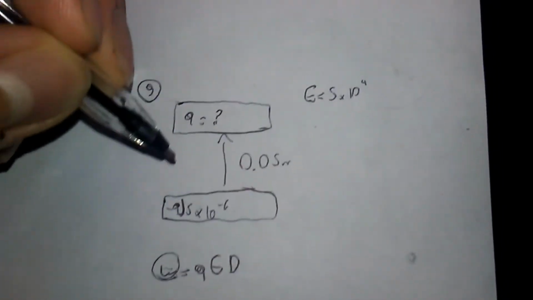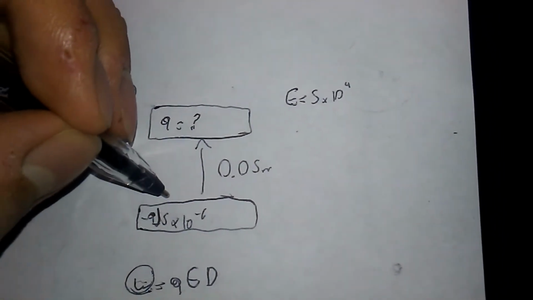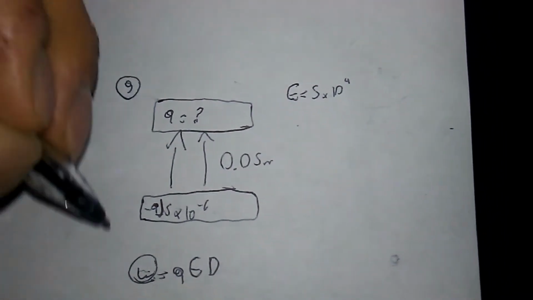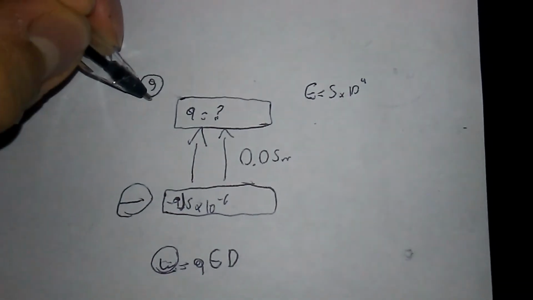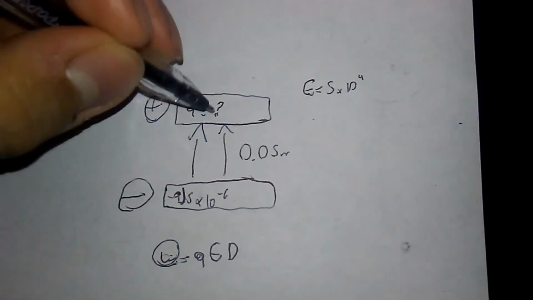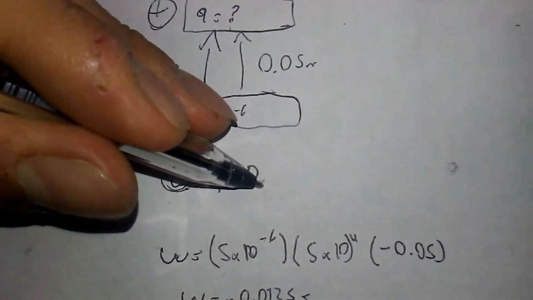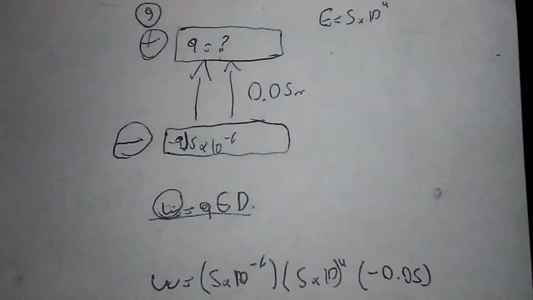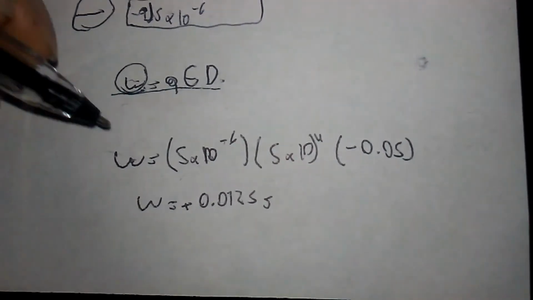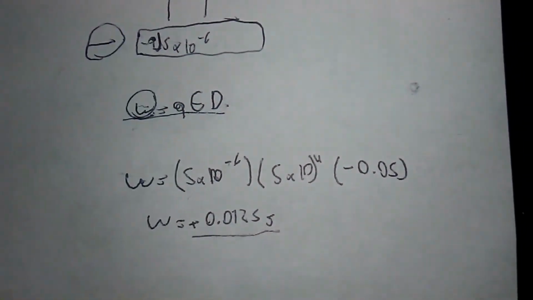The seventh exercise is asking you to get the work of an electric field of 5 times 10 to the 4 when a charge of 5 times 10 to the minus 6 located in a negative plate moves to a positive plate that is 0.05 meters above the negative plate. As this exercise is asking you to get the work, we just have to use the work formula according to an electric field, which is this one, to get a work of minus 0.0125 joules.